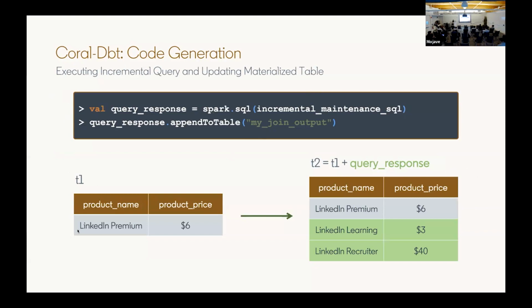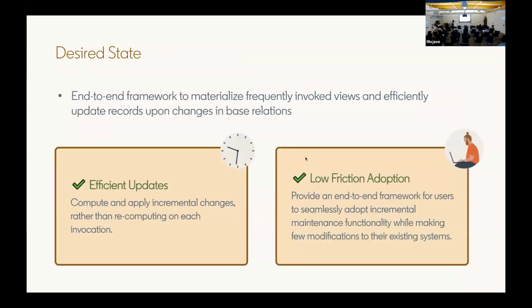So going below in the diagram, at the previous snapshot, we had at T1, one record added to this table. And at T2, when we append the query response, we've appended the two delta records to this table instead of dropping and recomputing things from scratch. And that's how we've achieved both of our objectives, which is an efficient update enabled by a low friction adoption by integrating this framework into an existing tool, dbt.